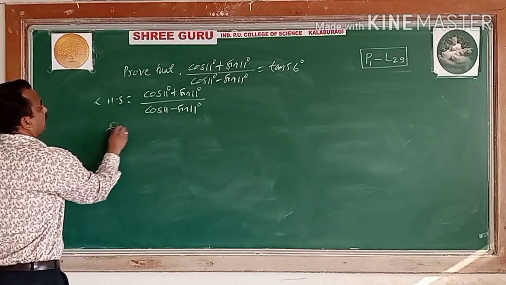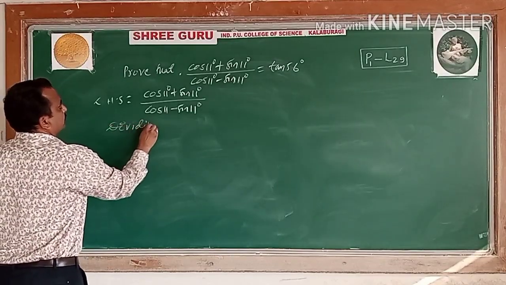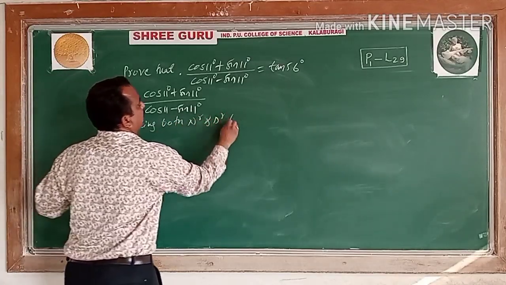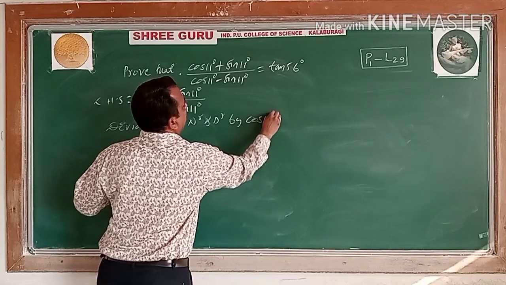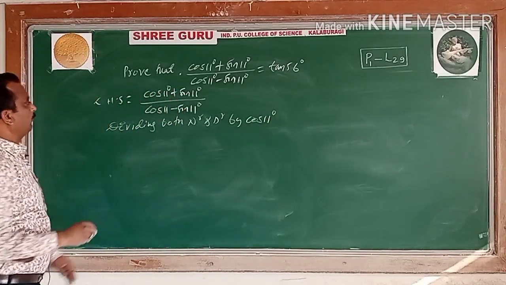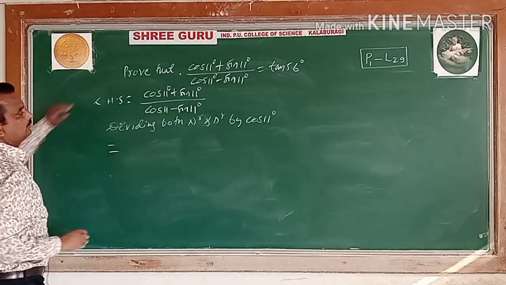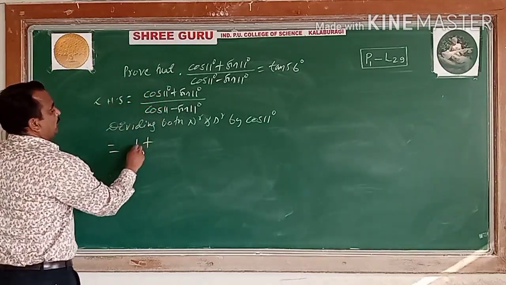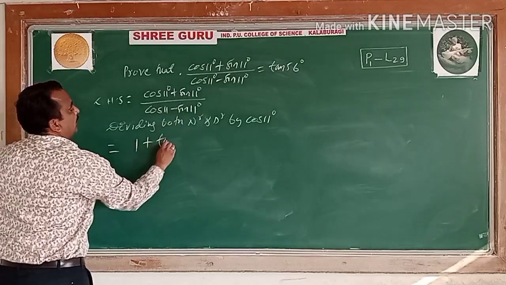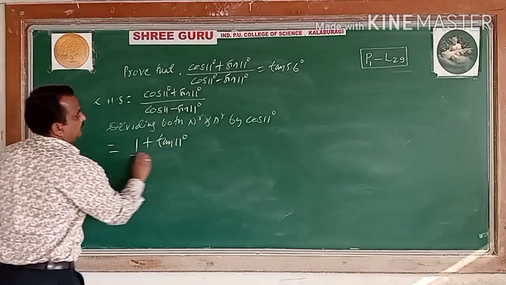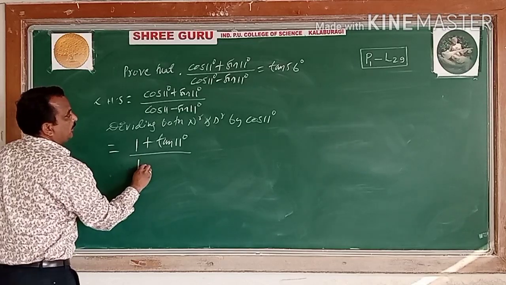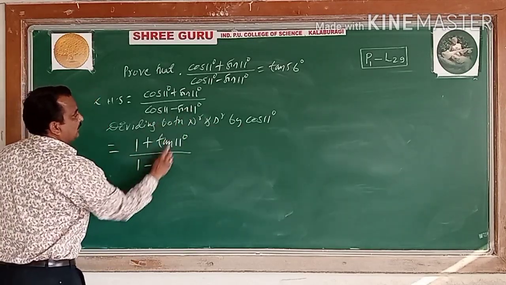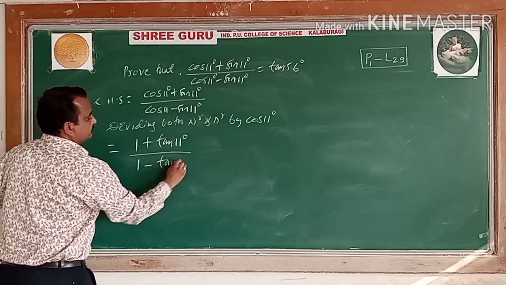Dividing both numerator and denominator by cos 11 degree. Taking the numerator separately: cos 11 by cos 11 is 1, and sin 11 by cos 11 is tan 11. Divided by, see what it becomes, 1 minus sin 11 by cos 11. The cos 11 gets cancelled, so 1 minus tan 11.